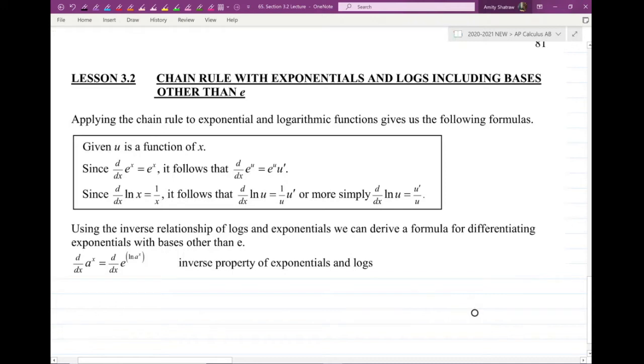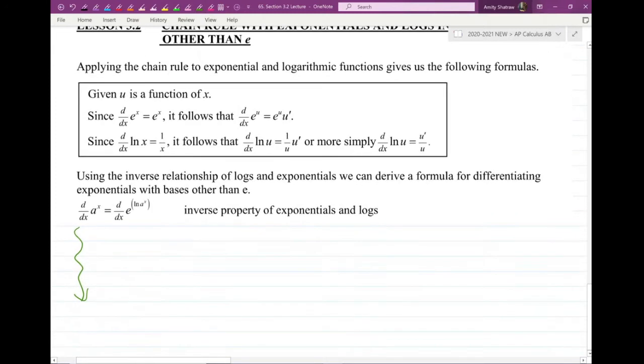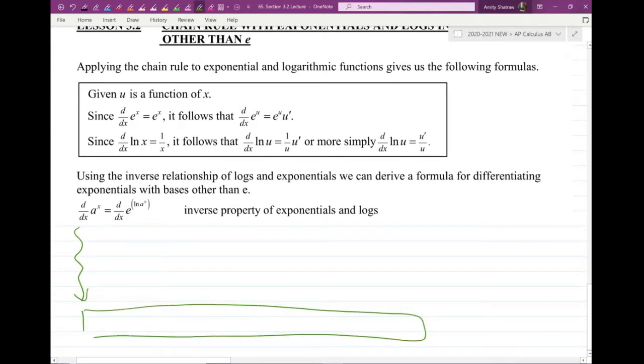So lesson 3.2 is on the chain rule with exponentials and logs, including bases other than e. And I've just snagged a piece of the page. There's a bunch of stuff we're supposed to write right here. But all of the stuff that we see there is actually the proof to a derivative, which is listed in a box on your paper.